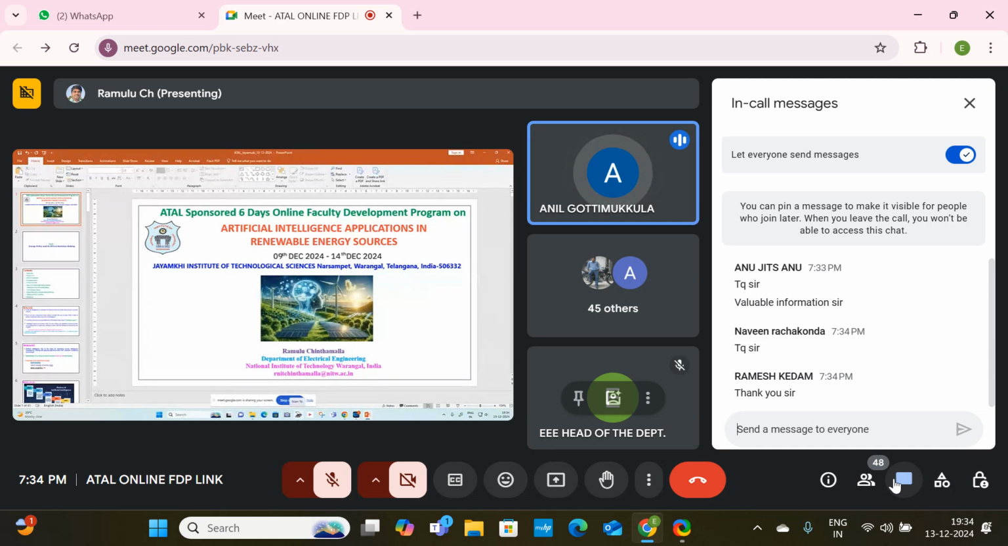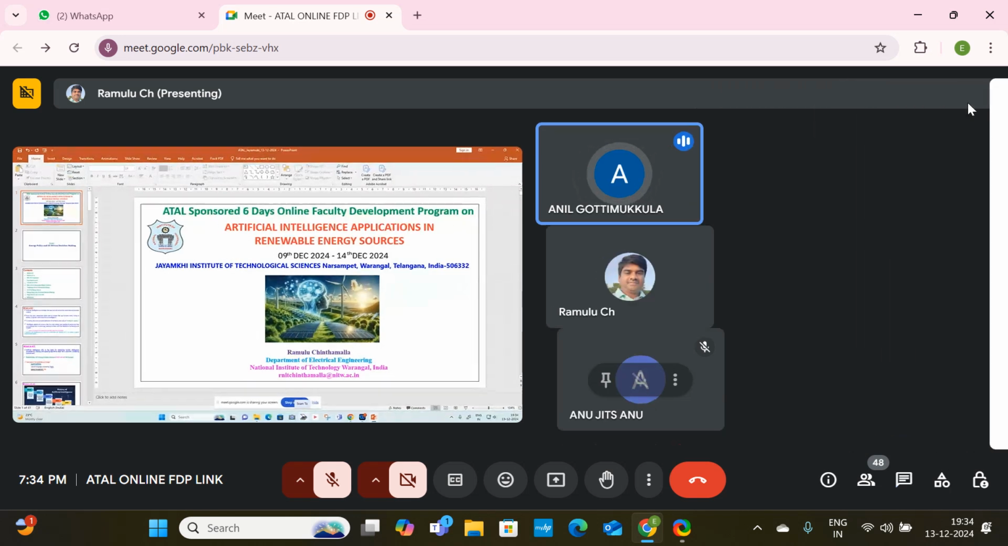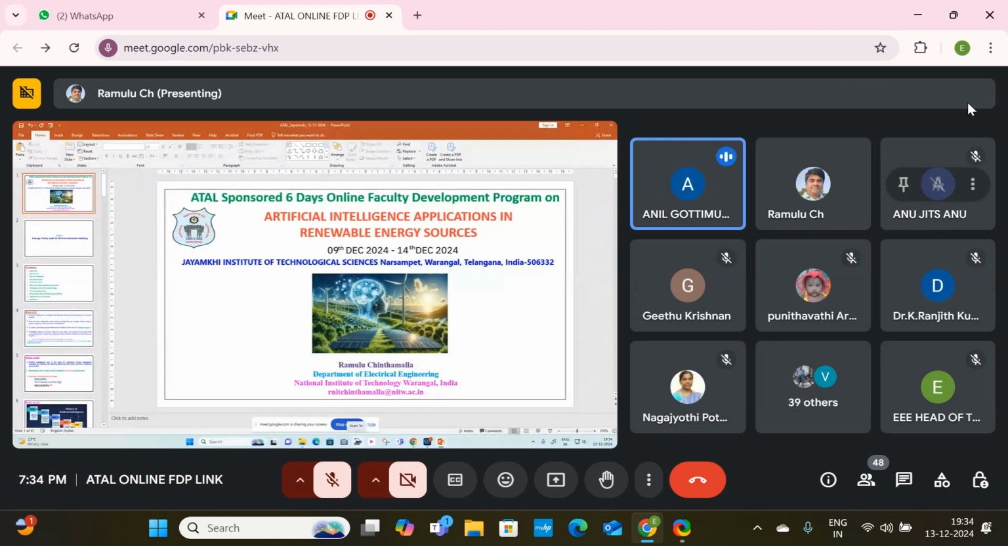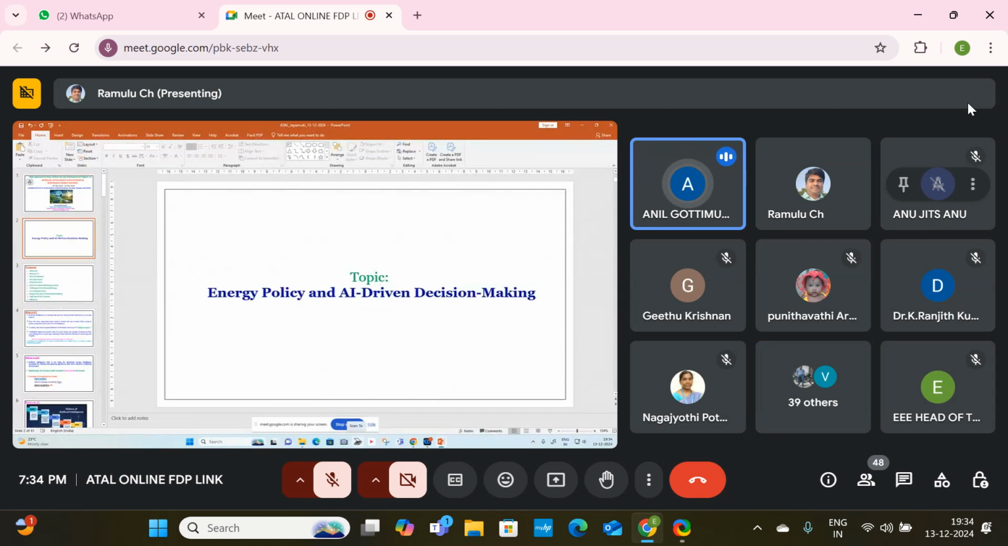Thank you for your valuable presentation about energy policy and AI-driven decision making, the importance of AI in solar system designing, design of a solar system for parameter variations, and also the importance of converters in energy source conversion. And the importance of buck boost converters and inverters, and the MATLAB simulation session were also valuable, sir. Thank you for your valuable presentation.